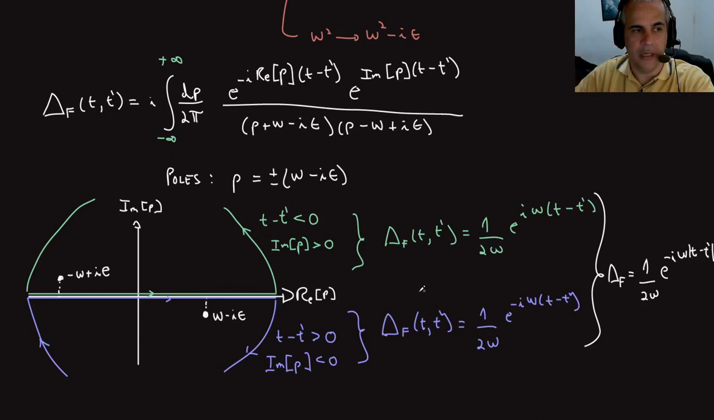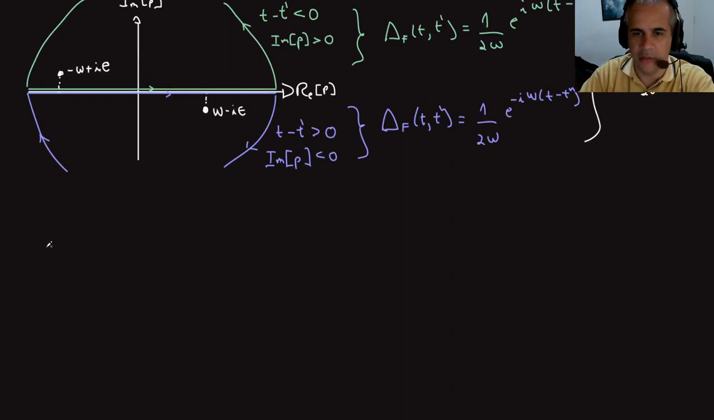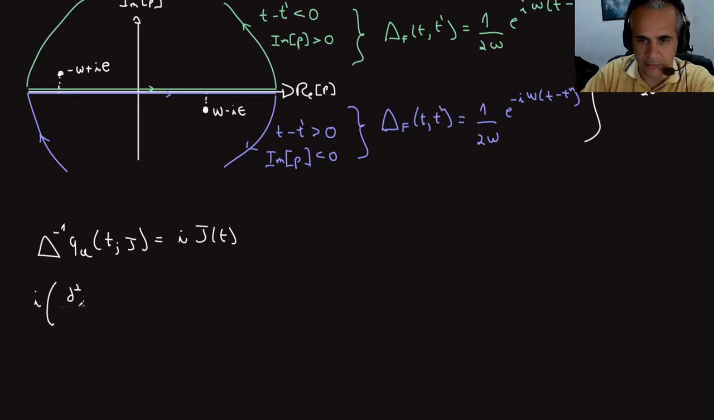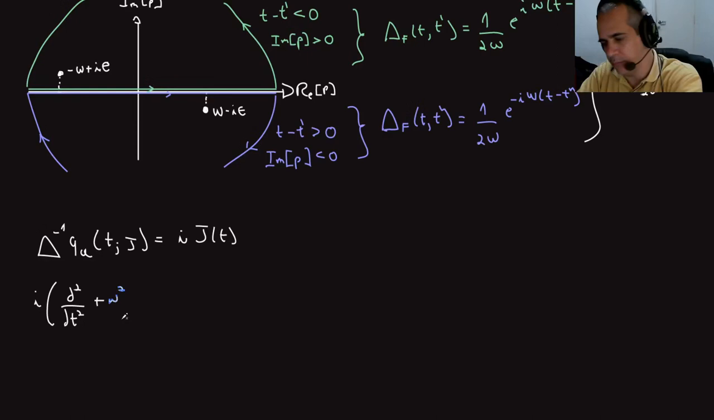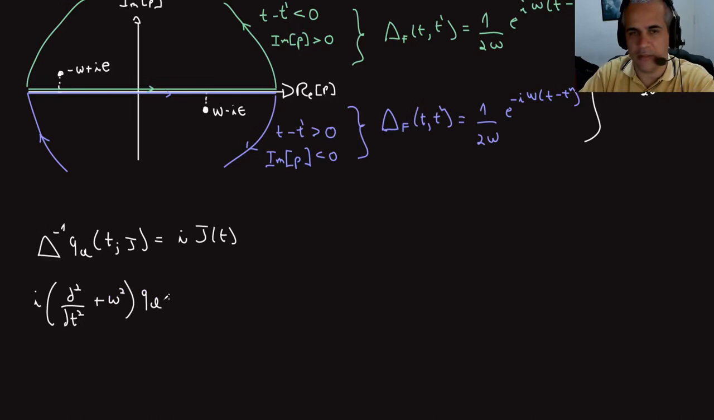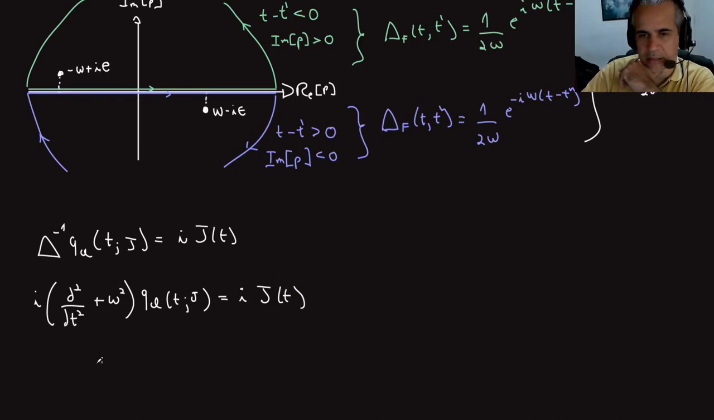For that, let's go back to the equation for the classical solutions, which was that Δ⁻¹ applied to q classical of t in the presence of sources should be i times the source. Being explicit, this is just (∂²/∂t² + ω²) q classical of t, j equals i j.